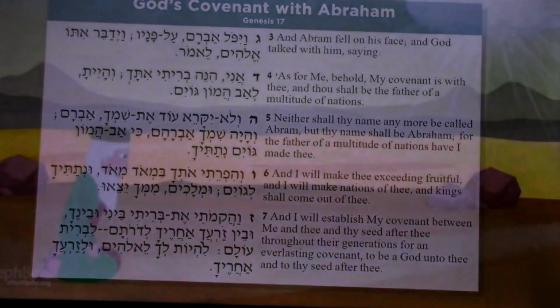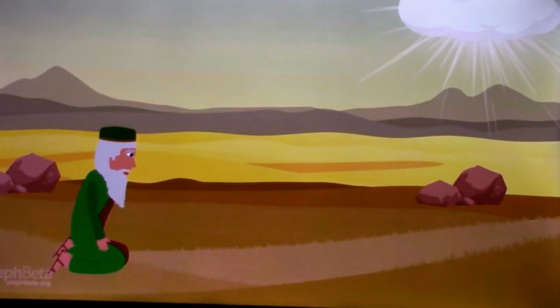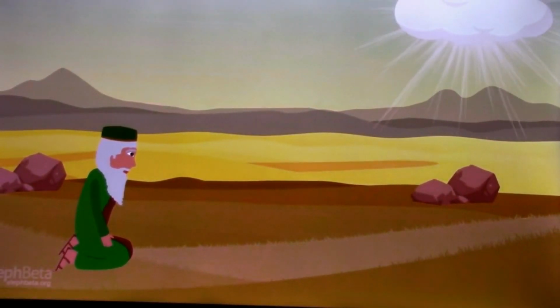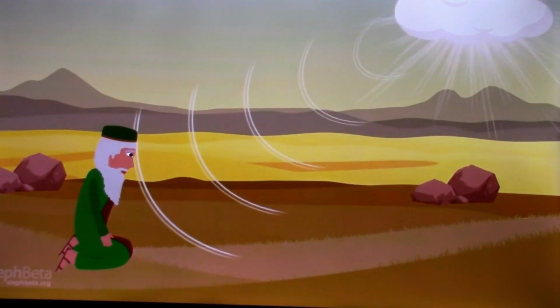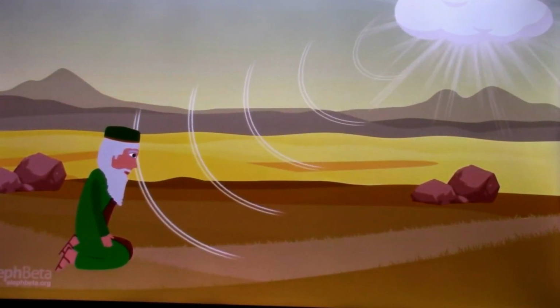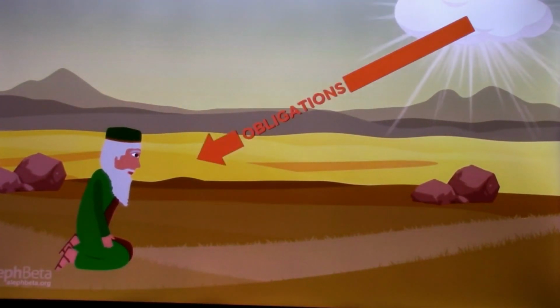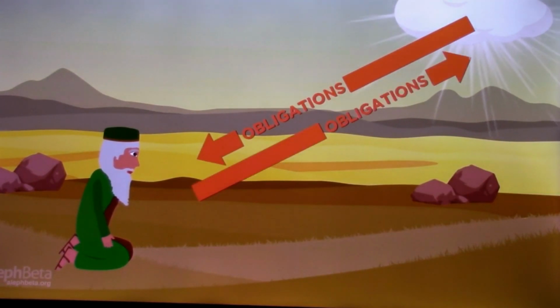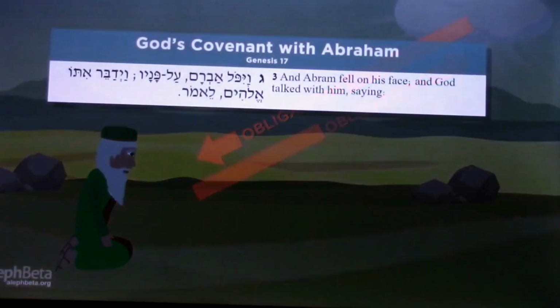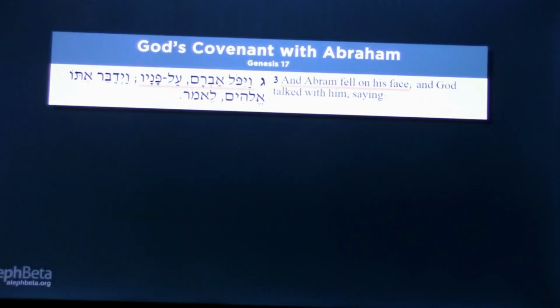Okay, so let's read the beginning of chapter 17 here. Avram is 99 years old. God comes to him and says, there's going to be a deal here. There's going to be a covenant. There are going to be obligations that God has towards Avram, obligations that Avram has towards God. In a moment, we're going to get the terms of the deal, but before we do, verse 3, Vayipol Avram al panav. Avram falls on his face.